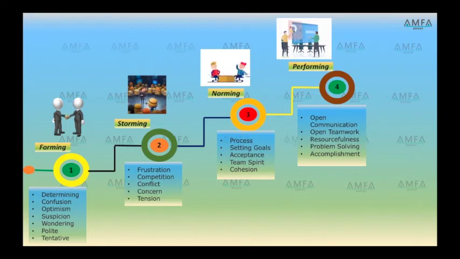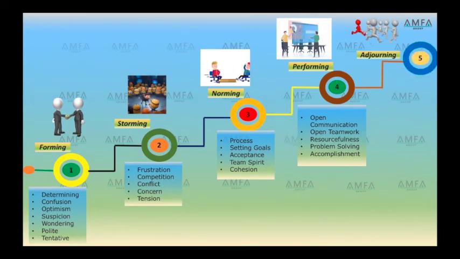So the Tuckman Ladder consists of these 4 stages. And in 1977, the 5th stage was added, called adjourning. This stage recognizes that many groups may decide to disband or separate after their task has been achieved. This is to be expected, as some groups have definite tasks and measurement of success.